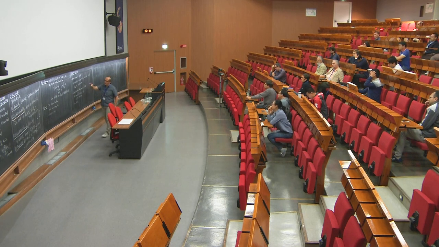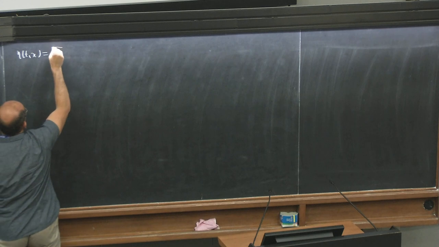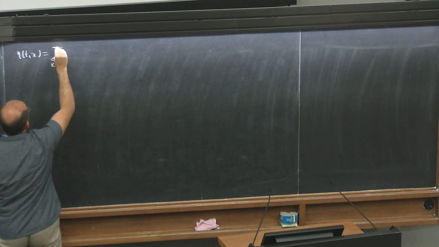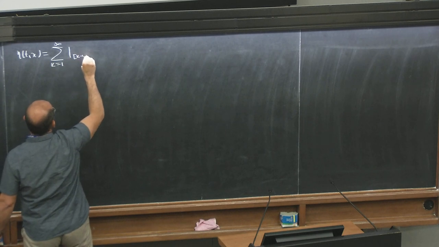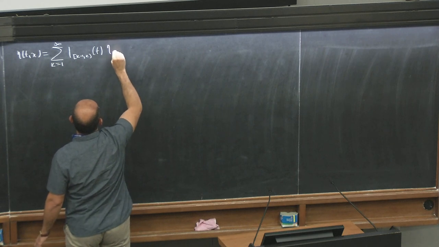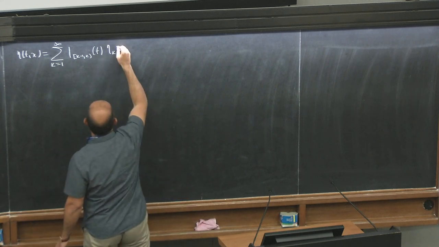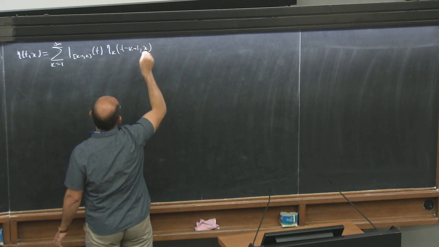Now, let me specify the form of the random force. It is exactly as before. So you have a sum k from 1 to infinity. You have the indicator function of the interval k minus 1, k. And then you multiply it by independent random variables eta k. So let me first write eta k of t minus k plus 1, x.